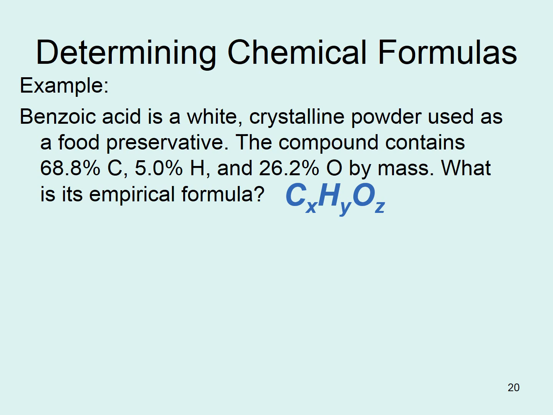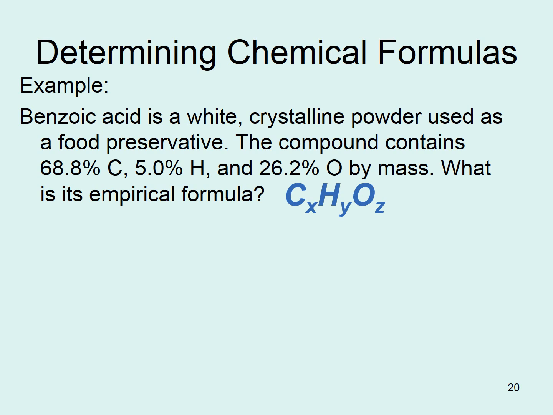So you could say, oh, if I had 100 grams of this, I would have 68.8 grams of carbon, 5 grams of hydrogen, and 26.2 grams of oxygen. You might also say, well, what if I had 1 gram of it? Then it'd be 0.688, 0.05 and 0.262. Usually it's easiest, since it's 100%, just to say, well, we'll take 100 grams and figure out.